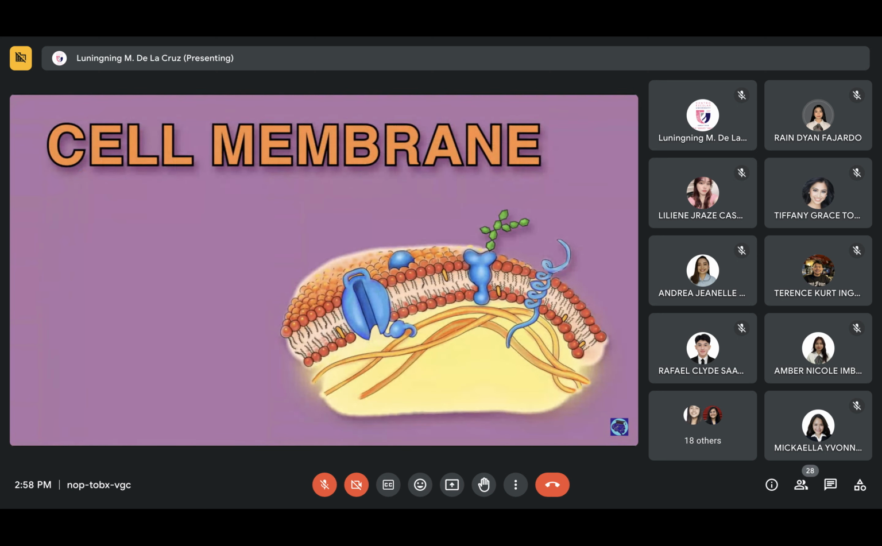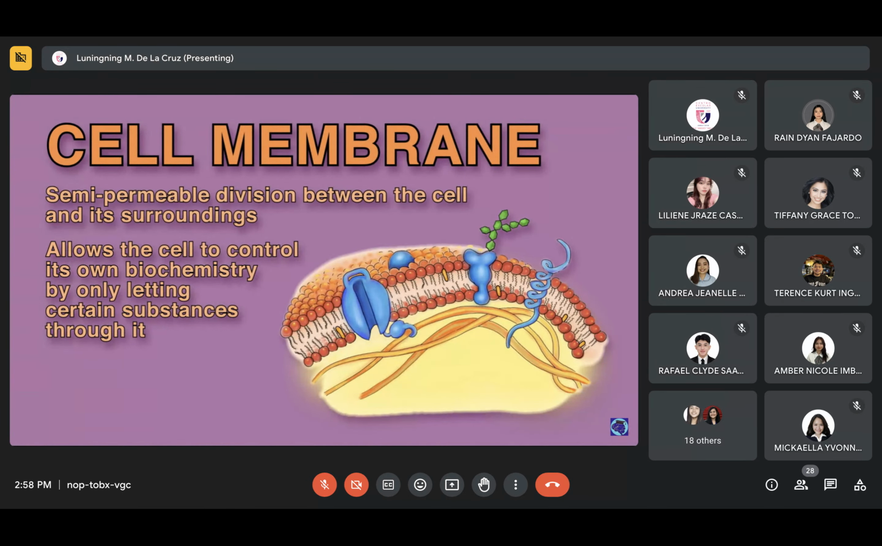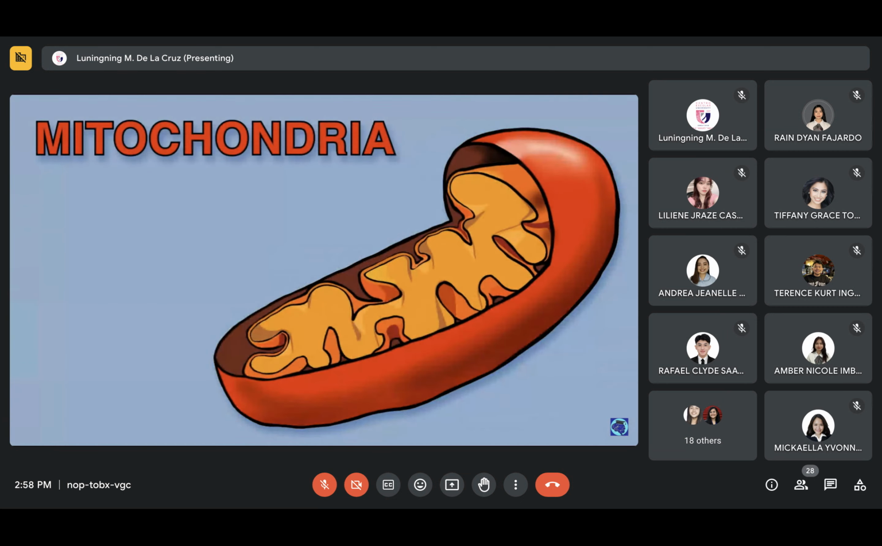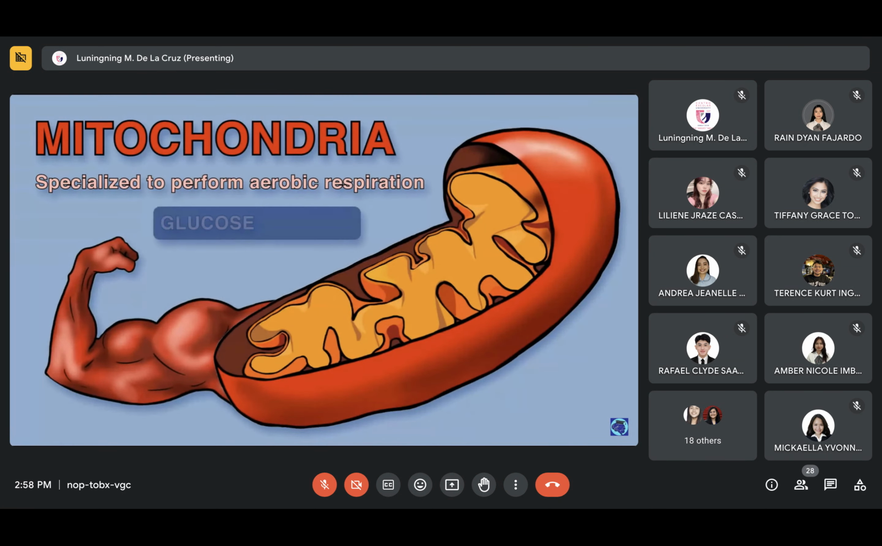The cell membrane is an important semi-permeable division between the cell and its surroundings. It allows the cell to control its own biochemistry by only letting certain substances pass through it. Mitochondria are the powerhouses of the cell. They are specialized to perform aerobic respiration, converting glucose to ATP, which is the energy currency of the cell that is used to perform functions necessary for life.